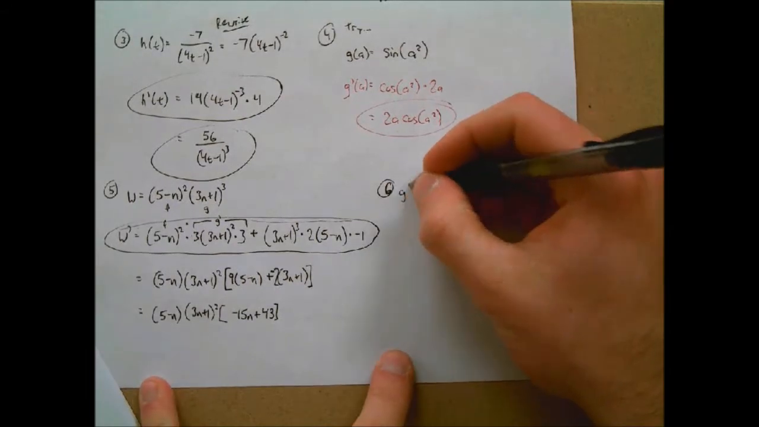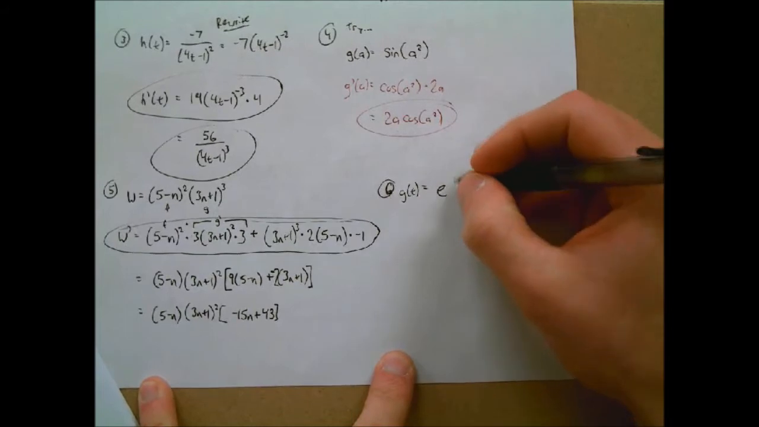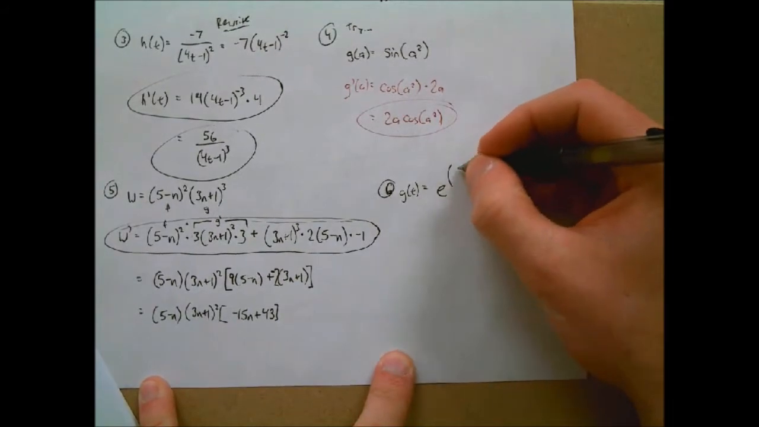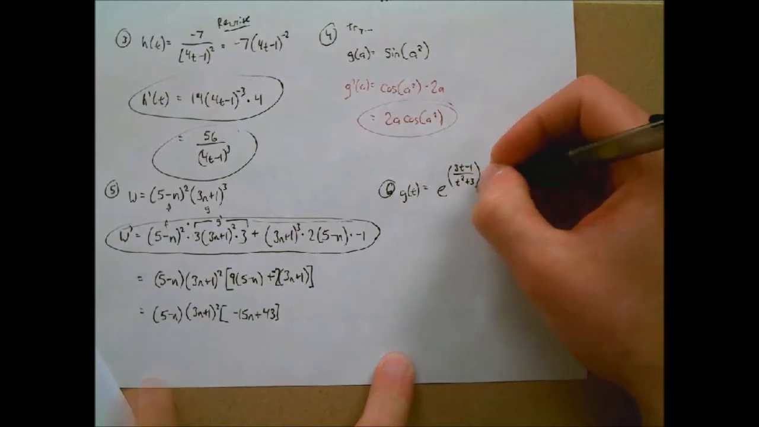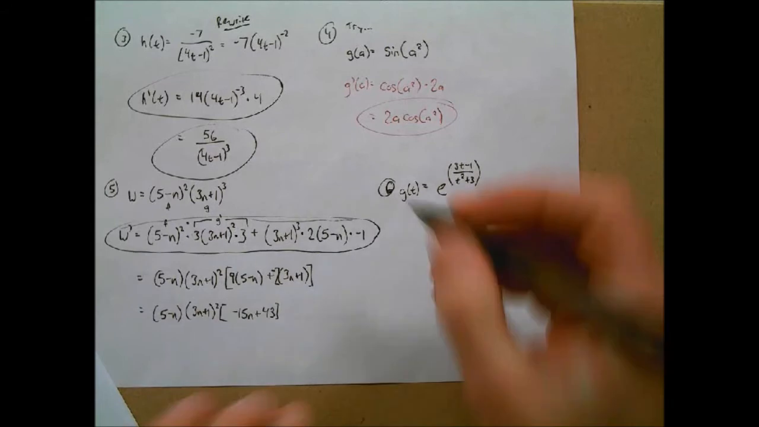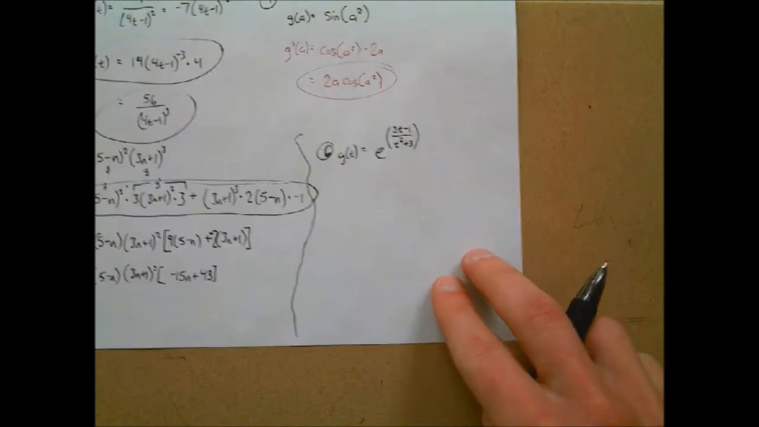All right, g of t, last one here. G of t equals e to the 3t minus 1 over t squared plus 3 power. Why you gotta do that? Why? Just like that. Why? Indeed. Okay? Yeah.